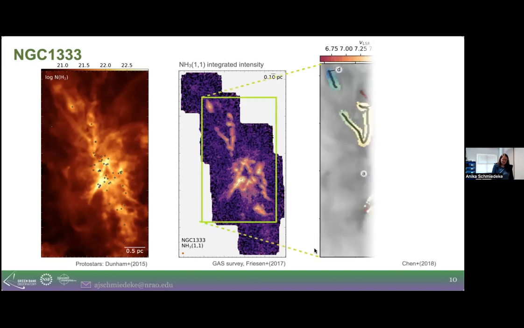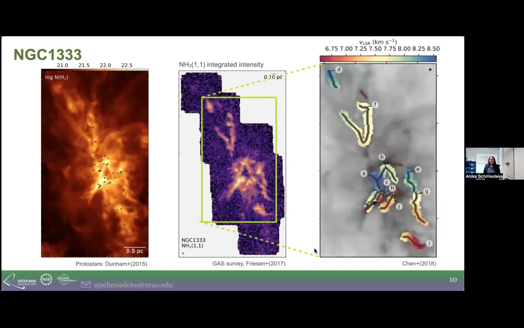Then Chen and collaborators followed this study up and investigated the velocity field. They found in total 10 velocity coherent filaments. Every little structure indicated here by a letter is one of these filaments or fibers. They are velocity coherent structures, and that's what they found in this paper.